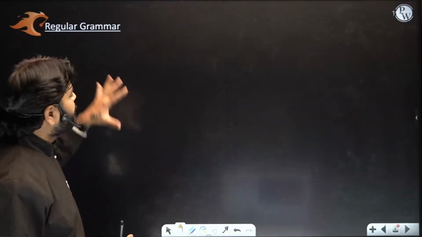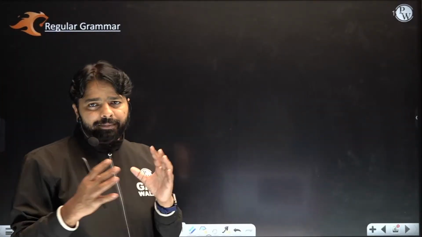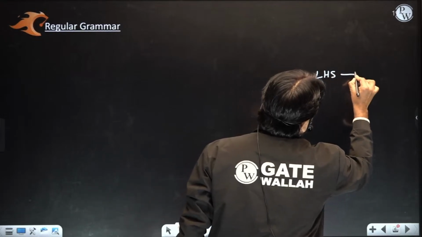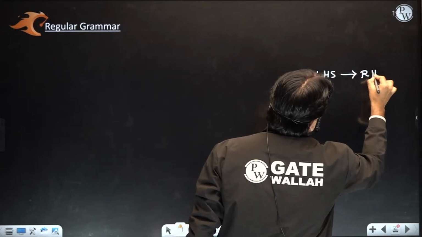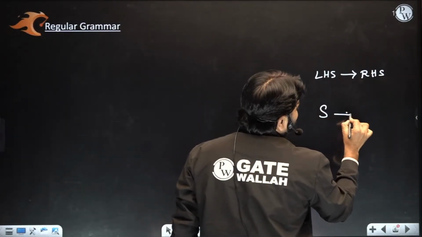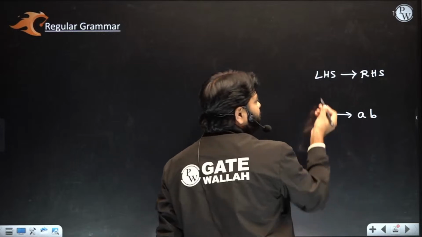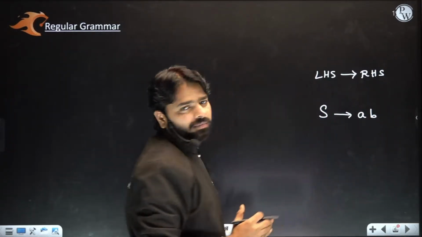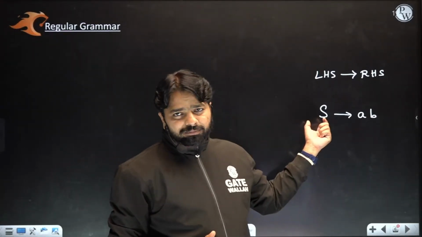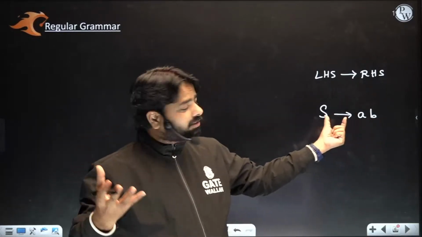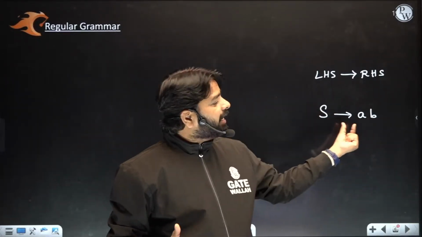In regular grammar, a grammar is a set of rules, right? So how is the rule defined? The rule has a left-hand side, an arrow and a right-hand side, which implies the LHS derives the RHS. If anybody writes S derives AB, S is the LHS and the arrow derives AB. The LHS is some set of symbols, one or more, and on the right side you may have zero or more symbols.